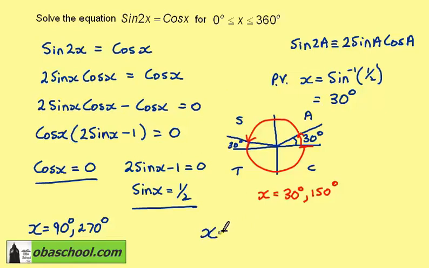So we can list out all of the solutions to this equation. We have 30 degrees, 90 degrees, 150 degrees, and finally 270 degrees.